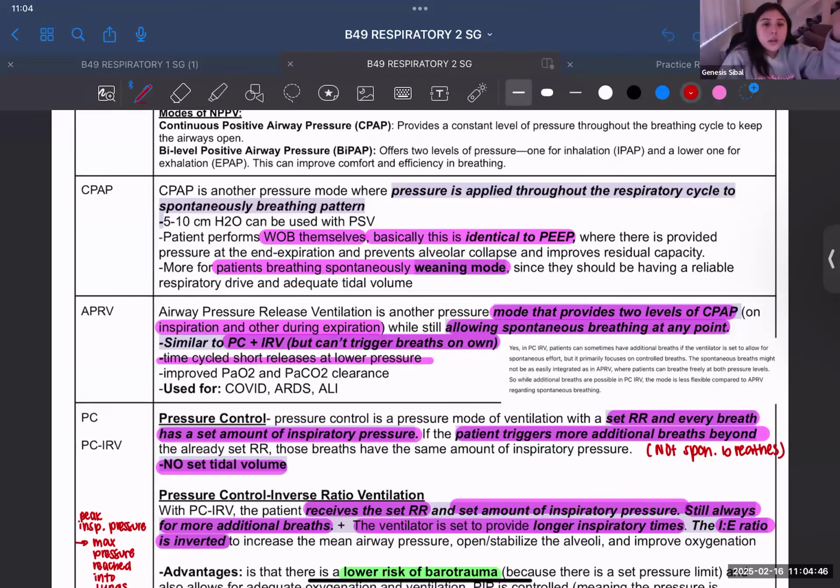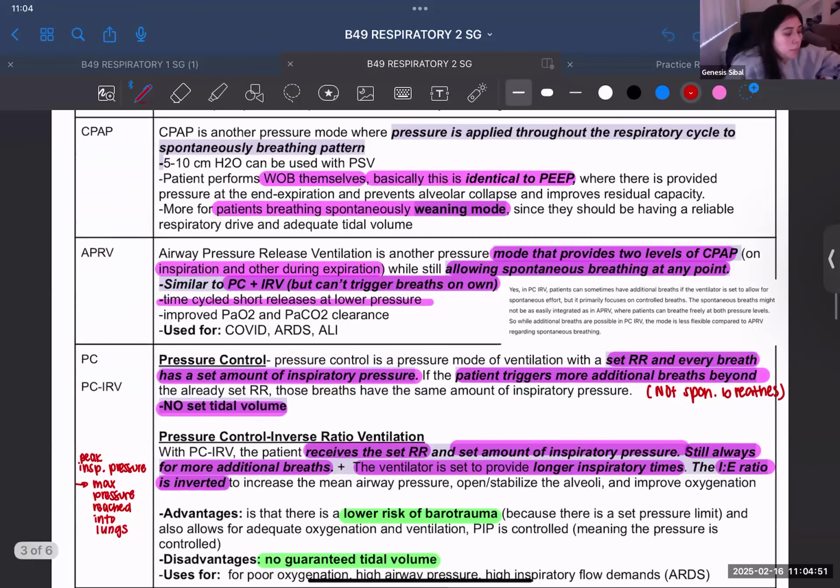CPAP is continuous, so the entire time it's going to be the same amount of pressure. To describe CPAP, it is basically identical to PEEP. Remember, PEEP is keeping the alveoli open the entire time. CPAP is basically the exact same thing: you're keeping the airway open with a certain amount of pressure the entire time. That's what CPAP is, the same exact, if not identical, to PEEP. That's what's great about it, because it increases oxygenation. So that's why it's great. But here's the thing.